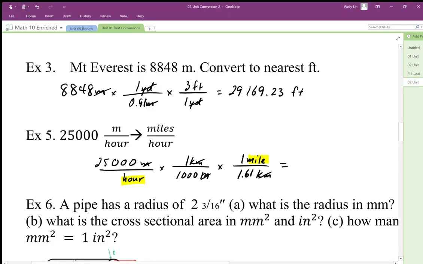Once I know that those are going to work out, I can just do times on top, divide on bottom. So here I end up with 25,000 divided by 1,000 divided by 1.61, and I end up with 15.53, and my units are miles per hour. Okay, and really, in essence, since my denominator stays the same, I'm really just converting meters into miles. But this process allows us to convert not just the numerator, but it's going to allow us to convert the denominator as well.